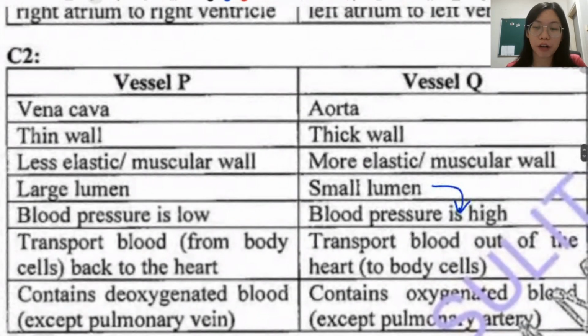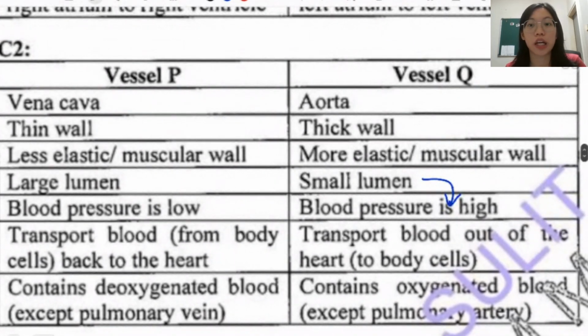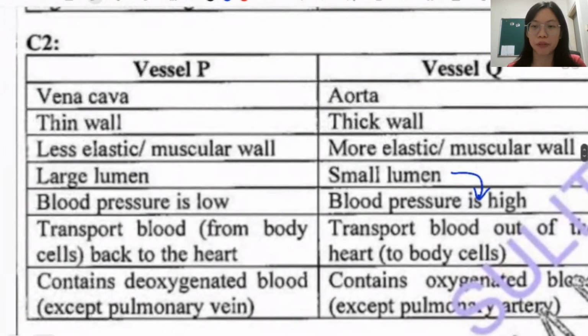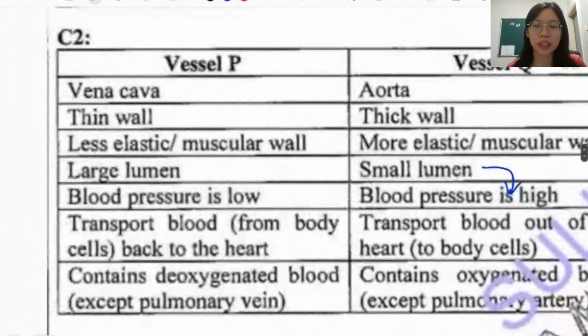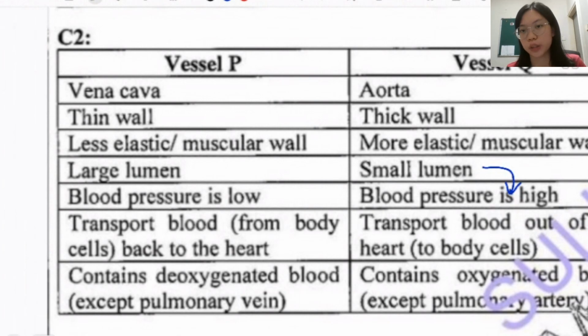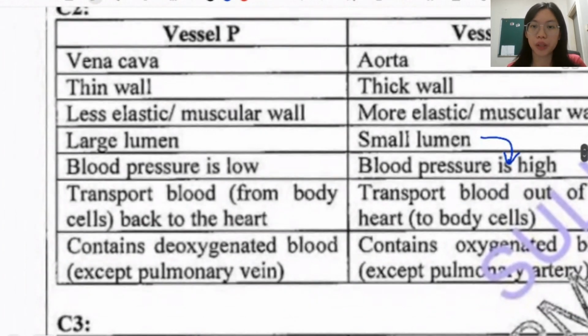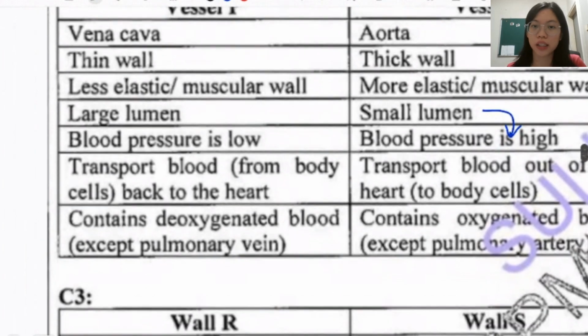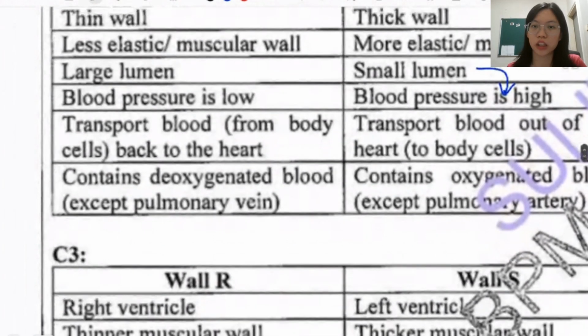And what is the function? Other than comparing structure, you can compare function. It transports blood out of the heart. And you can just separate, I know students will write transport oxygenated blood out of the heart to body cell. But you can also add on it contains oxygenated blood in a separate point. They will also give you separate marks. Okay, and vessel P is vena cava, thinner wall, less elastic, larger lumen, lower blood pressure compared to this aorta. Transport blood from body cell back to the heart. And yeah, contains deoxygenated blood.